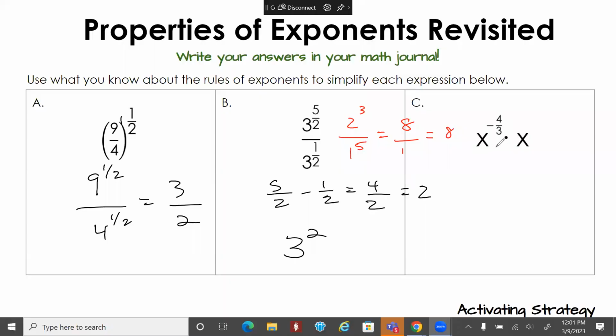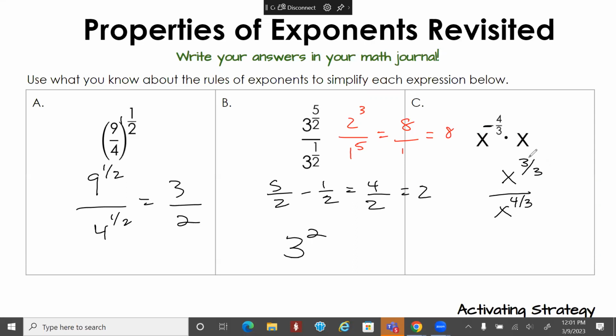Okay, so this one's a little tricky. What we're gonna do is since this guy is negative, we're gonna put him on the bottom. Okay, so watch. We're gonna leave this x up at the top, and in the bottom we're gonna put 4/3. Now, what is the exponent of this guy in the top? 1. What's another way to say 1 with 3 involved? 3 over 3. Does that make sense? Everybody see where I got that from?